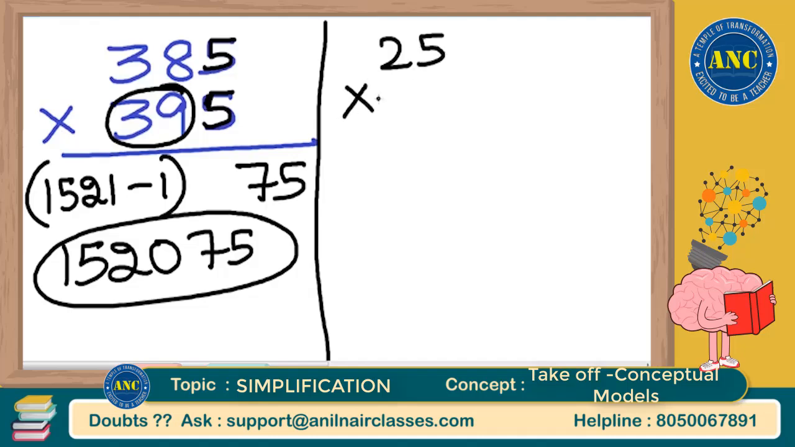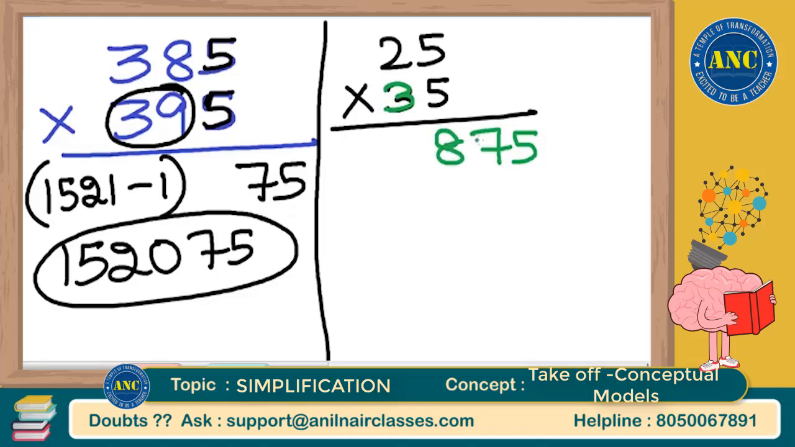Suppose 25 into 35. Last two digits is 75. Take the bigger number 3. 3 square it is 9. 9 minus 1 is 8. 875. I believe it should be very clear for my students.